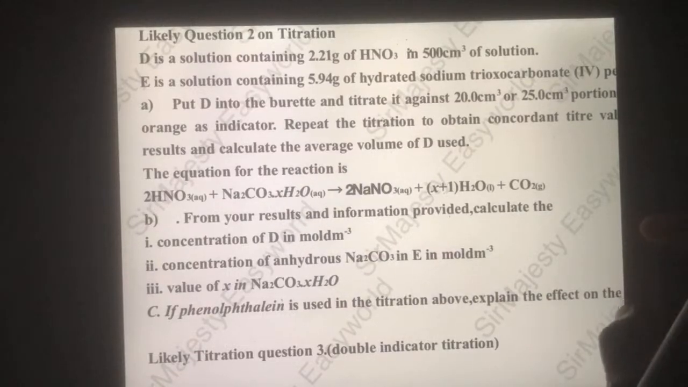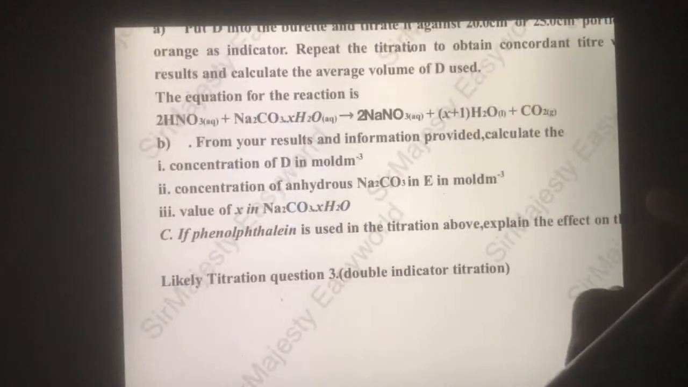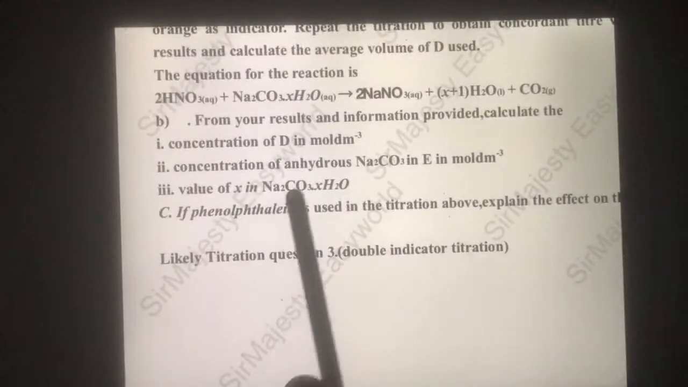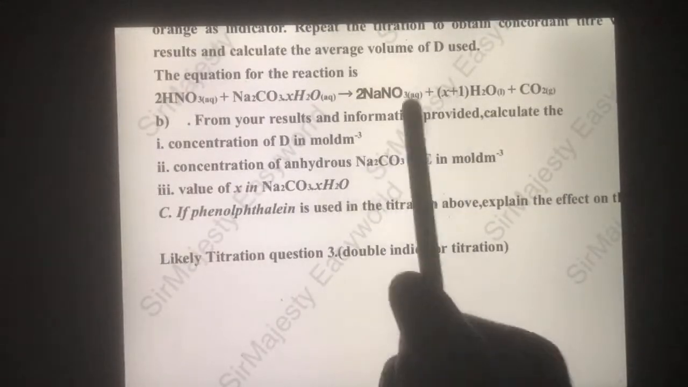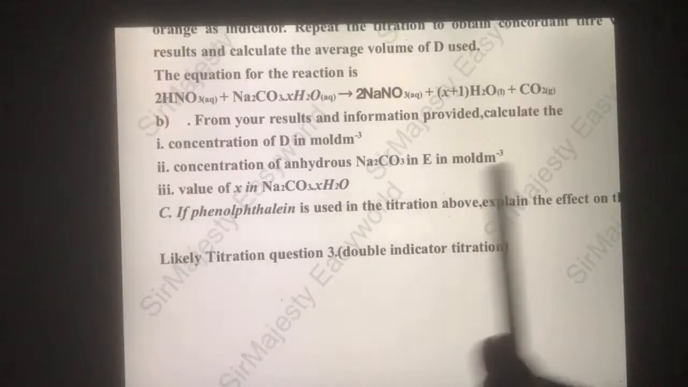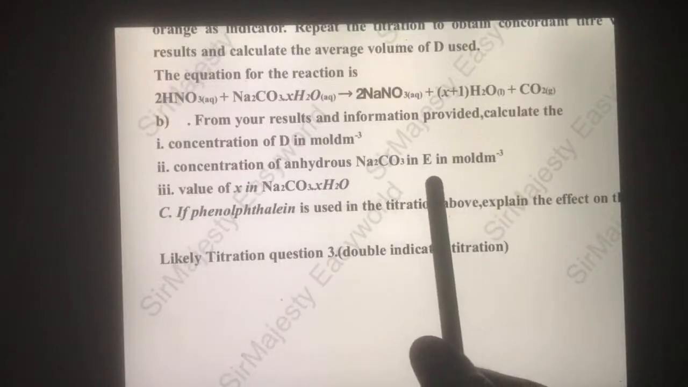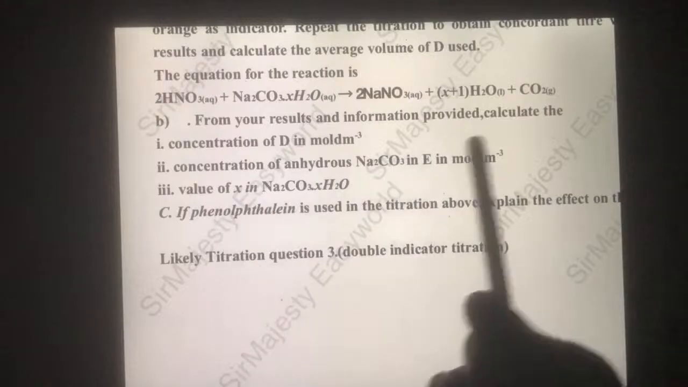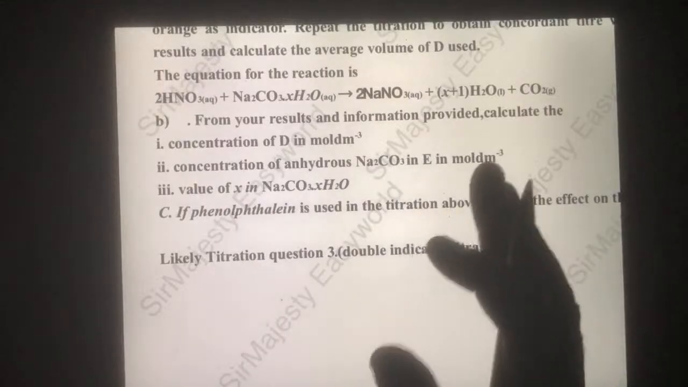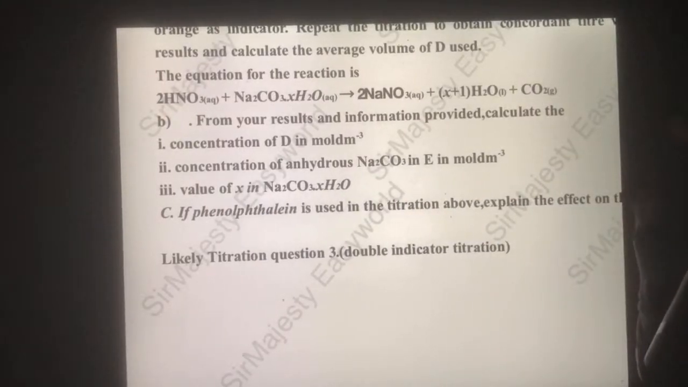Then from your results and information provided, calculate the concentration in mole per dm cube. You must calculate it before you could forge ahead with the question they gave us: concentration of anhydrous, that's the concentration of E in mole per dm cube, and the value of X. So you see how much we were rhyming. So we have to go back and continue.